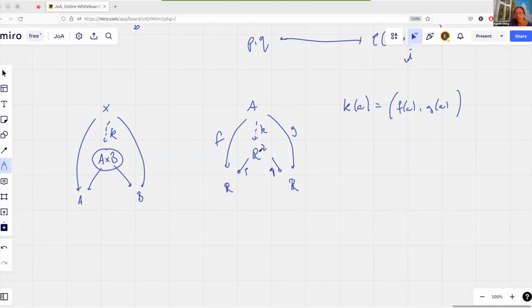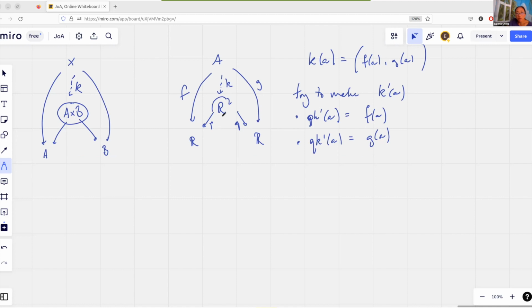So if we tried to make another one, then we know that by the left-hand triangle commuting, P of K primed of A has to equal F of A. And by the right-hand triangle commuting, Q of K primed of A has to equal G of A. Whoops, that's supposed to be a P. Let me just pause for a second. Okay.